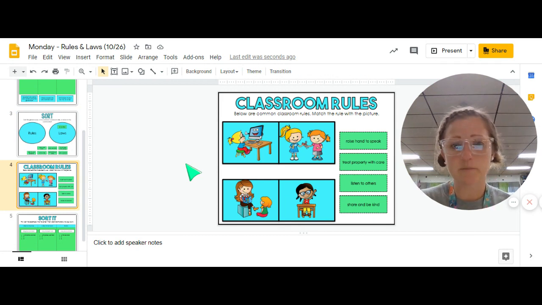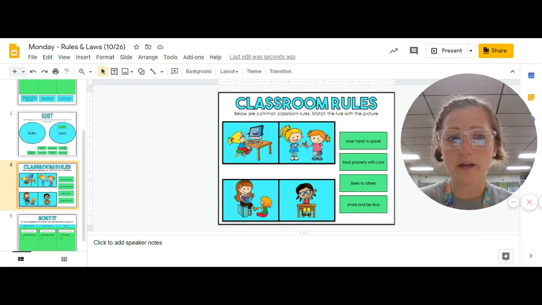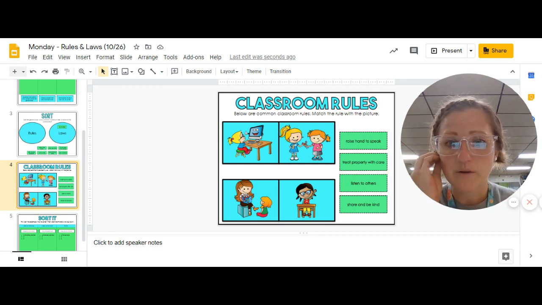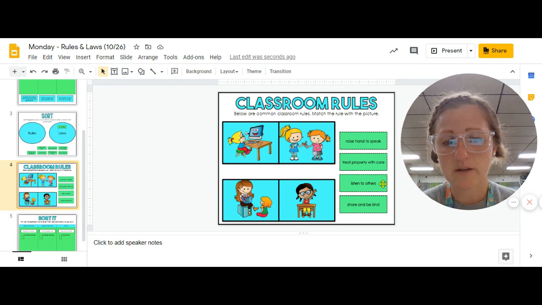This next one is similar to things you've done before, where you're looking at the four pictures and thinking about which one fits. So which one of these pictures shows raising your hand to speak? Which one shows treating property with care? Which one is listening to others? And which one is sharing and being kind? All of these are examples of classroom rules.